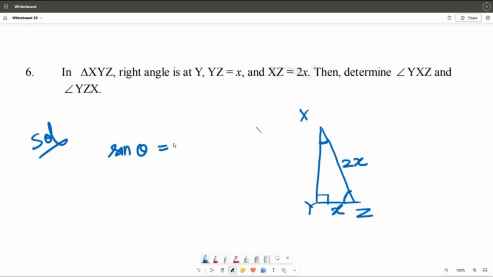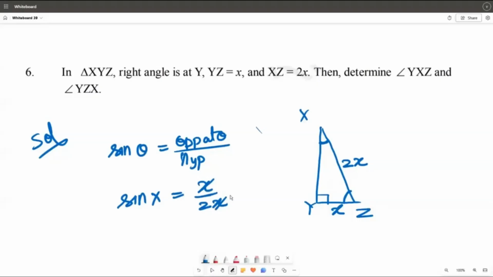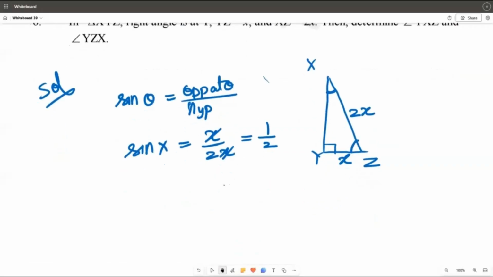So sin theta is equal to the opposite side to theta by the hypotenuse. So sin x is equal to x by 2x, right? Small x and small x will get cancelled, and we get 1 by 2. If sin x is equal to 1 by 2, and if we remember the angles clearly, then x is equal to 30 degrees.